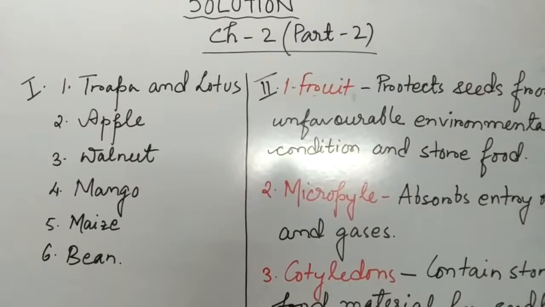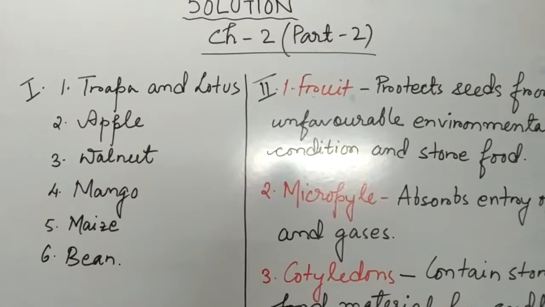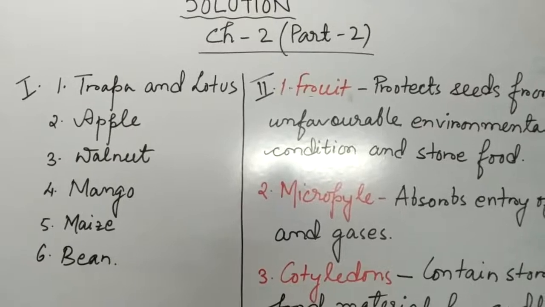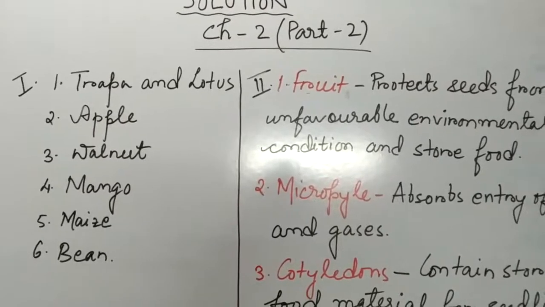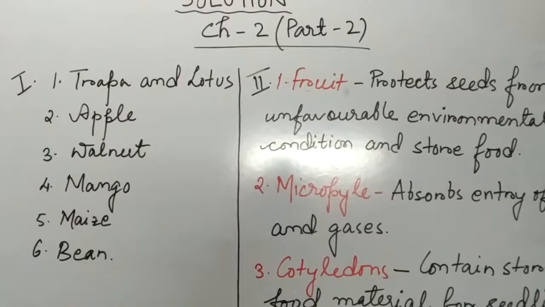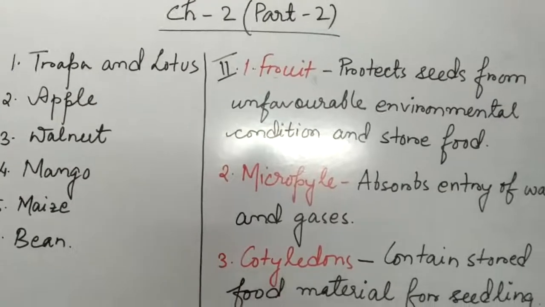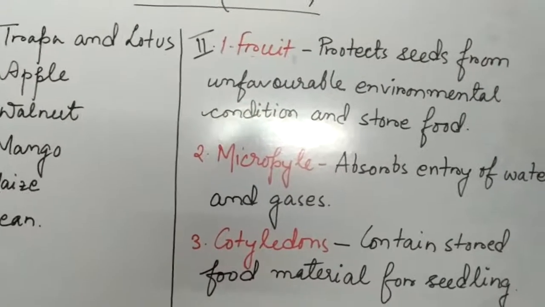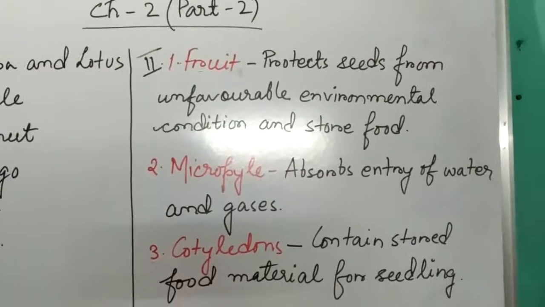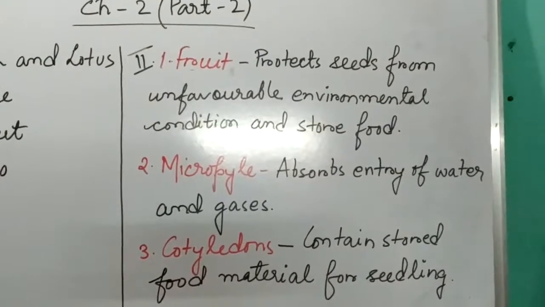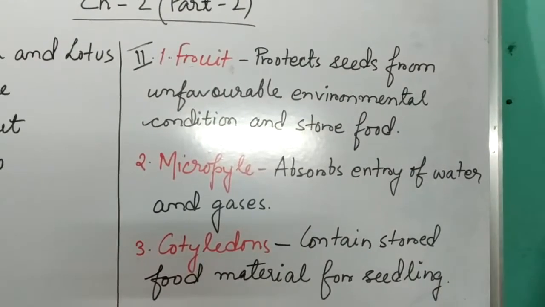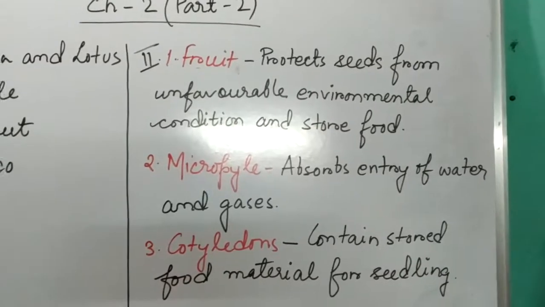As I said, a seed which has only one seed leaf is known as monocotyledonous, and one such example is maize. Next is a dicotyledonous seed, meaning a seed having two seed leaves, and the example is bean. Okay. Next, I gave you the question: state the function of fruit. As I have already told you, the fruit protects the seed from unfavorable conditions and stores food for the developing embryo. This is the main function of fruit.